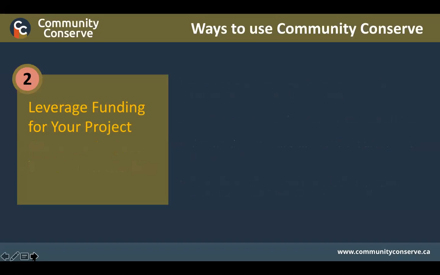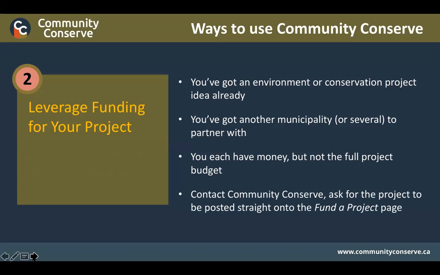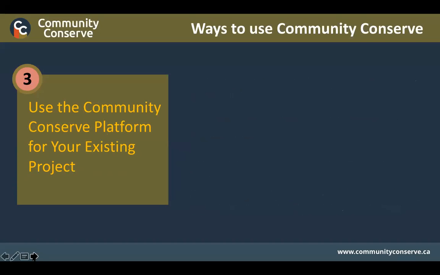The second mechanism might be leveraging funding for a project that you've come up with. So instead of an idea or issue, it's actually an existing environment or conservation project. You've got another municipality, or several, that you want to partner with, and you each have some money, but not the full project budget, and you want to use the Community Conserve mechanism to help leverage that funding and generate other partners for it. So you contact Community Conserve and ask for the project to be posted straight onto the Fund a Project page.